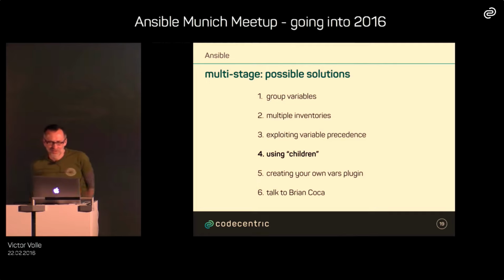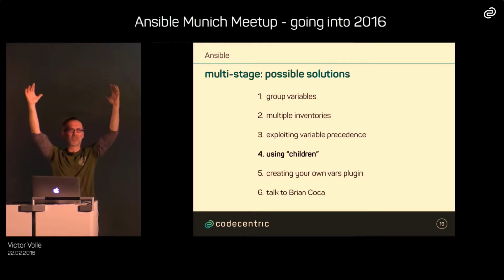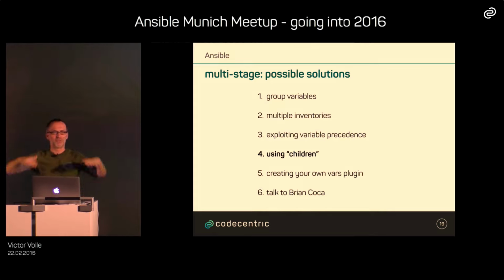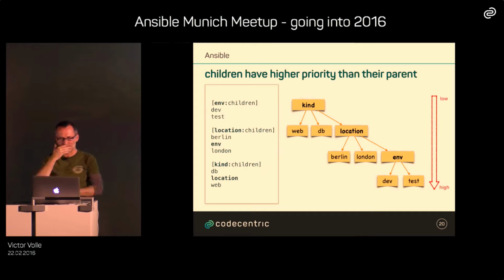When I recently looked into the current code of Ansible 2.0, after I talked with Brian Coker on Ansible Fest, and understood how children are handled internally, I came up with another idea, and I tried that out just this Saturday. Generally, the idea of children is you have, say, a location Amsterdam as a parent, and in Amsterdam you have a development environment and a production environment perhaps. And everything that is a child of another group gets higher priority, and you could use that. And I did that, and it works quite well.